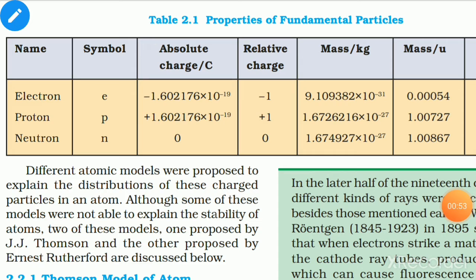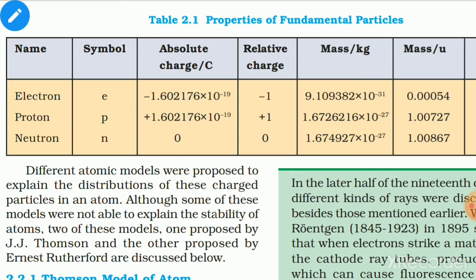Now, properties of fundamental particles: electron, proton, and neutron. The symbol is given. Absolute charge for the electron is negative 1.60276 times 10 to the power minus 19 coulomb. Proton is positive, plus 1.602176 times 10 to the power minus 19. Relative charge: electron minus 1, proton plus 1.